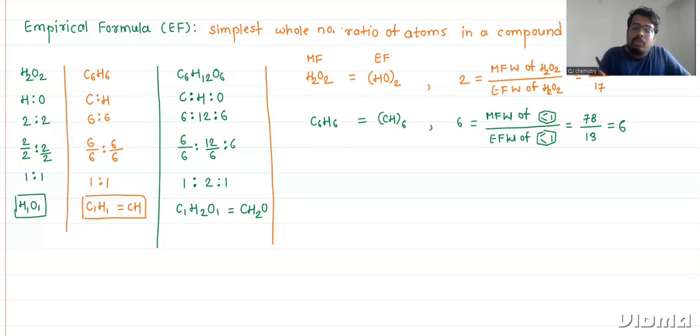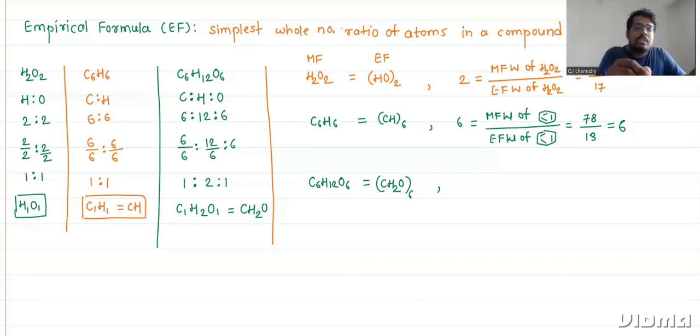Now similarly for glucose, C6H12O6, the empirical formula is CH2O. If you multiply the empirical formula of glucose by 6, then we'll get its molecular formula, right? If you multiply the empirical formula of hydrogen peroxide by 2, then we'll get its molecular formula. If you multiply the empirical formula of benzene by 6, then you'll get its molecular formula, right?